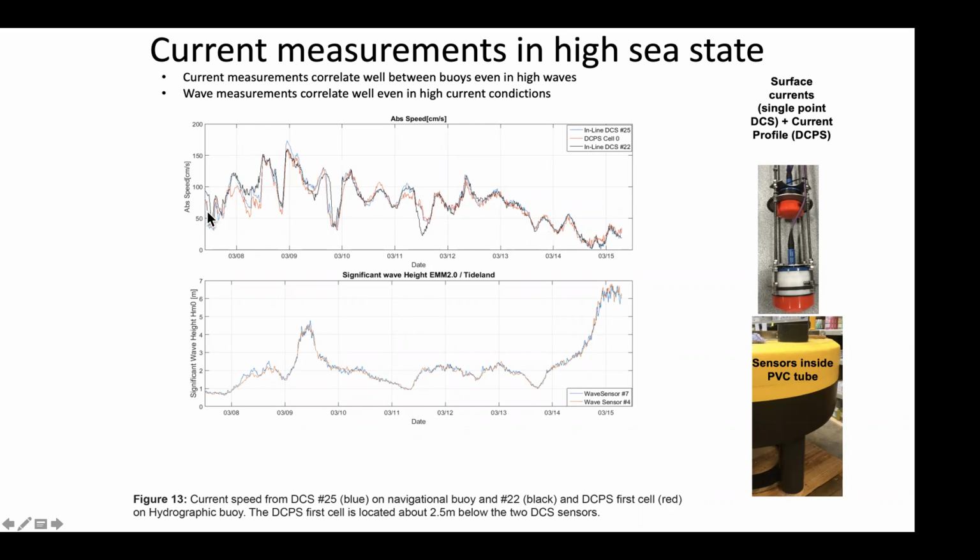And most of the time, the first cell, which is about 4 meters below the surface, while the single point measurements are about 1 meter below surface, the first cell of the Doppler current profiling sensor compares well with the single point ones, but in some cases there are differences. And of course, this is because of shearing of the currents, and you have different currents when going deeper down.